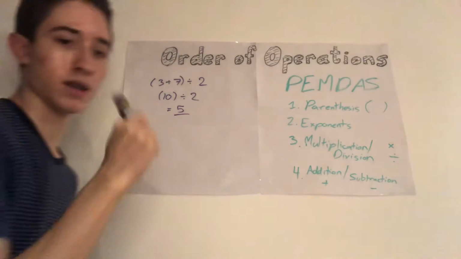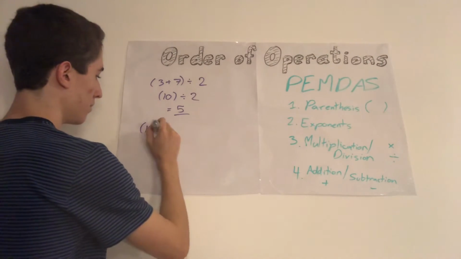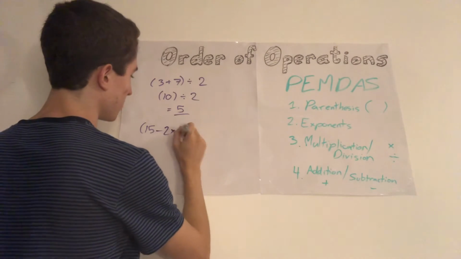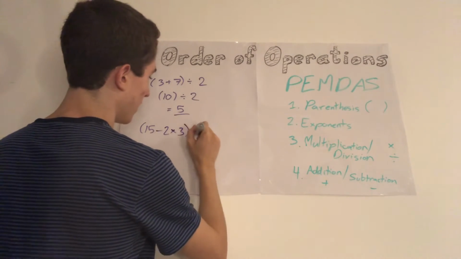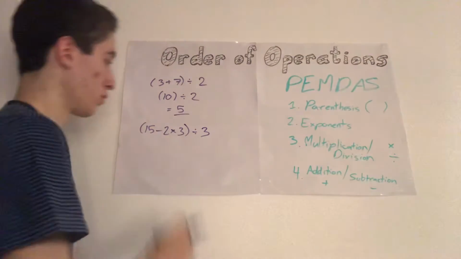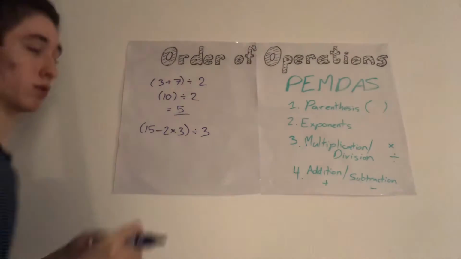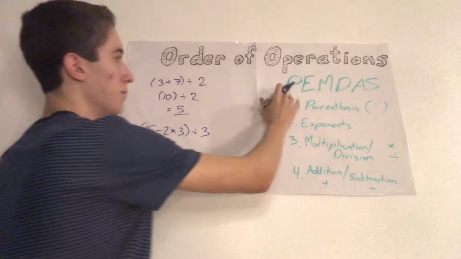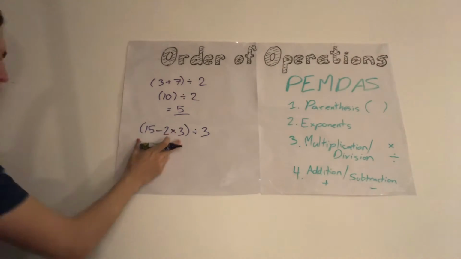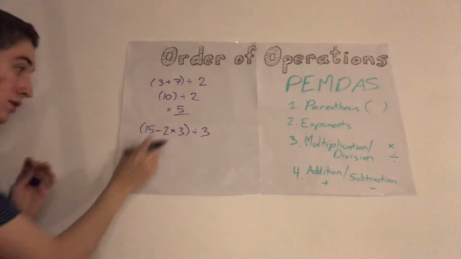All right? Another example. What if you have 15 minus 2 times 3 divided by 3? In this case, you have more than one operation inside the parentheses. Again, let's first go through the list. Number 1, parenthesis. Do we have a parenthesis? Yes. So we will do whatever's inside this parenthesis before what's outside.